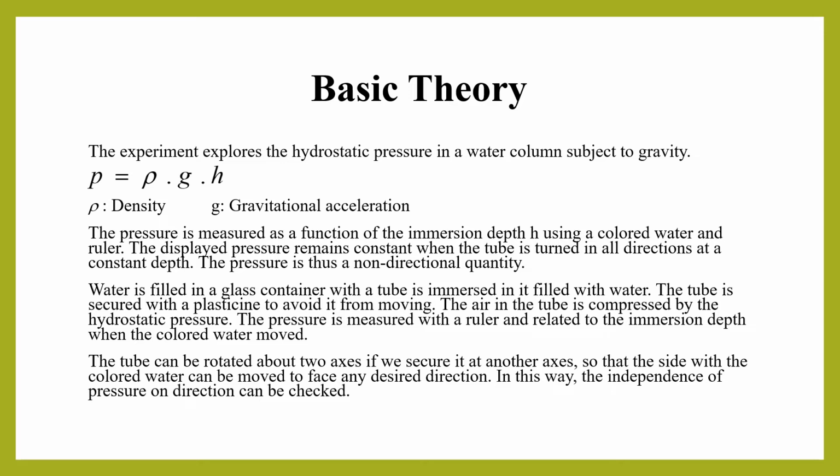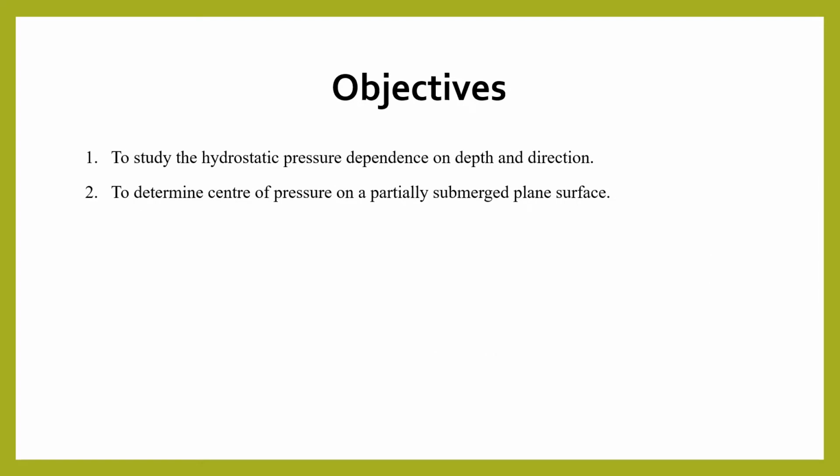The tube can be rotated about two axes if we secure it at another axis, so that the side with the colored water can be moved to face any desired direction. In this way, the independence of pressure on direction can be checked. These are the objectives of the experiment. First, to study the hydrostatic pressure dependence on depth and direction. Second, to determine the center of pressure on a partially submerged plane surface.